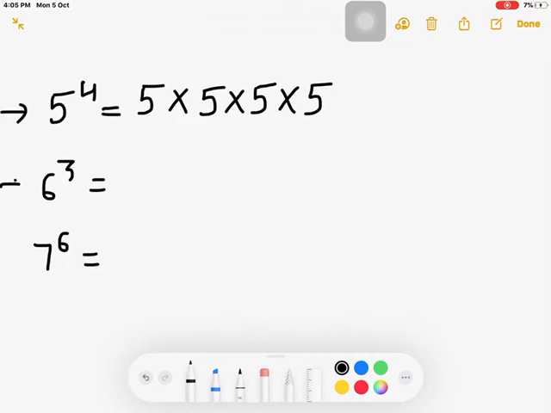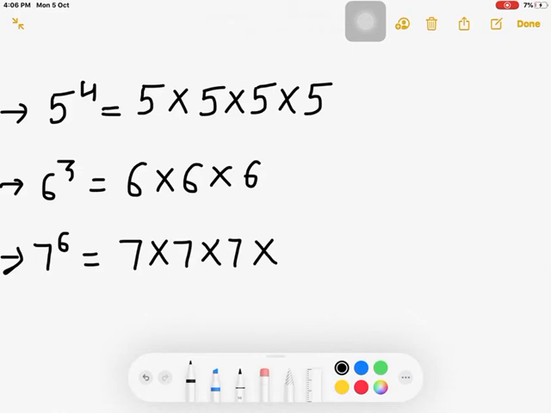Now next, 6 power 3. This means 6 is multiplied how many times? 3 times. Good. In third, 7 power 6. This means 7 is multiplied how many times? 6 times. Good. 1, 2, 3, 4, 5, 6 times. 7 is multiplied 6 times.